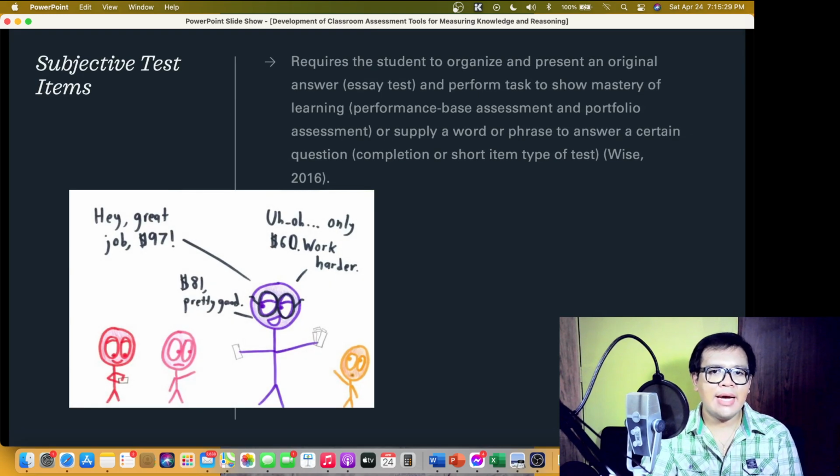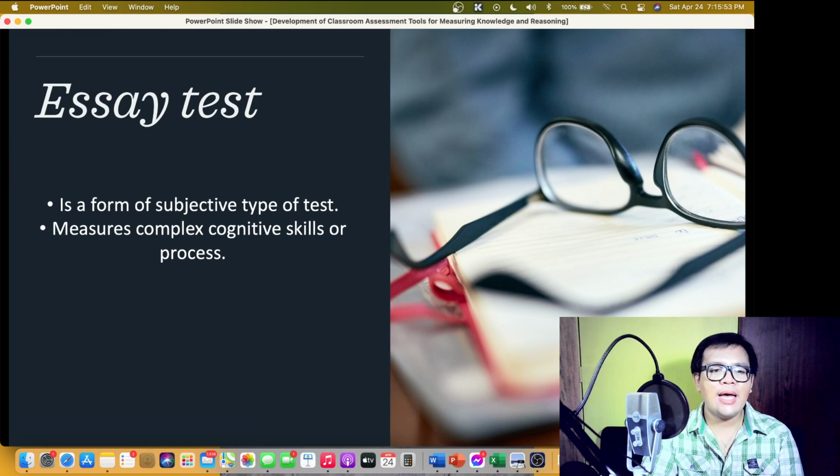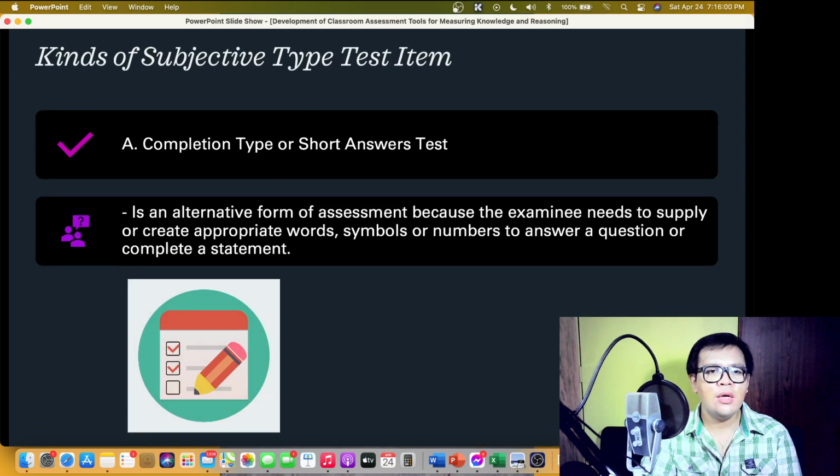So, subjective test items, according to Wiseman of 2016, require students to organize and present an original answer, essay test, and perform tasks to show mastery of learning. So, performance-based assessment and portfolio assessment, or supply a word or phrase to answer a certain question. And that is a completion or short answer type of exam. The essay test is a form of subjective type of test, and it measures complex cognitive skills or processes. So, there are also kinds of subjective type of test items.